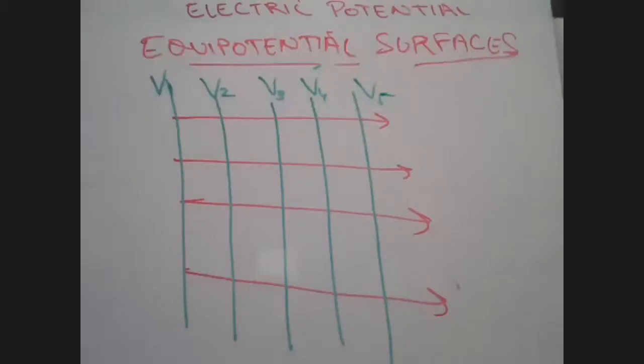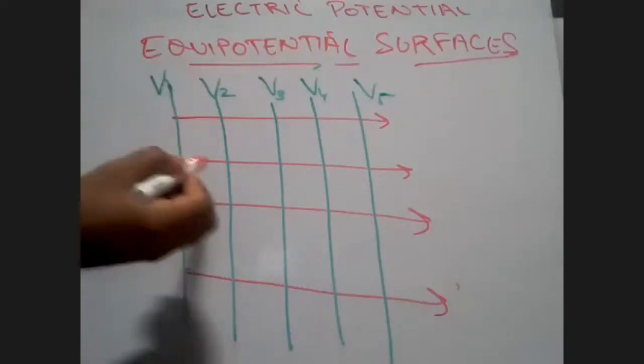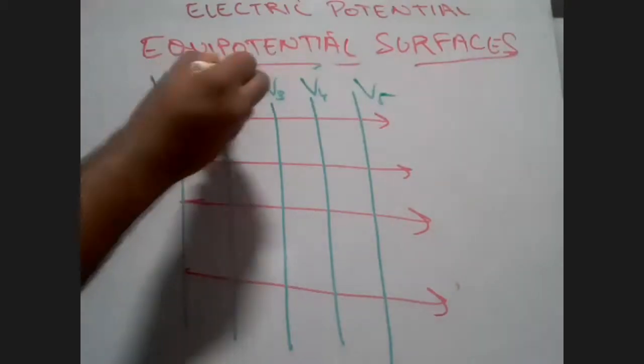Which one is the greatest, which one is the smallest? V1 is the greatest, and V5 is the smallest. Yes, so the potential is going to decrease in this manner.